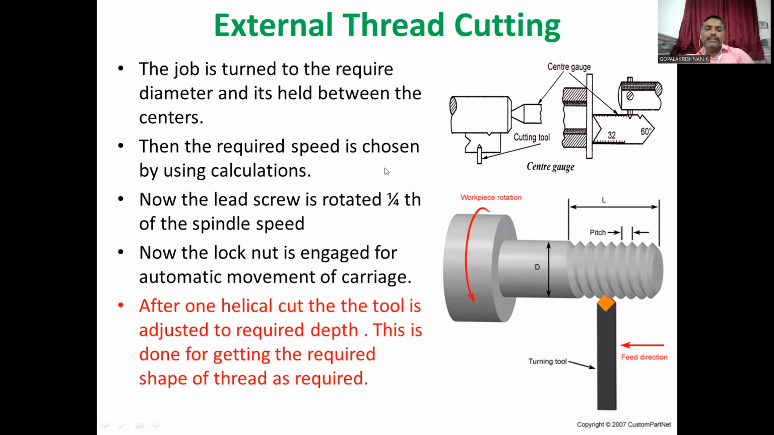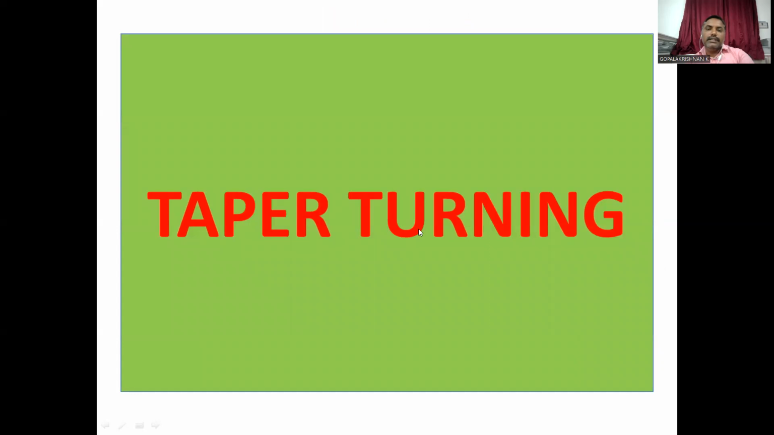After one helical cut, the tool is adjusted to the required depth. This is done for getting the required shape of the thread. Next operation, and the last one, taper turning operations.